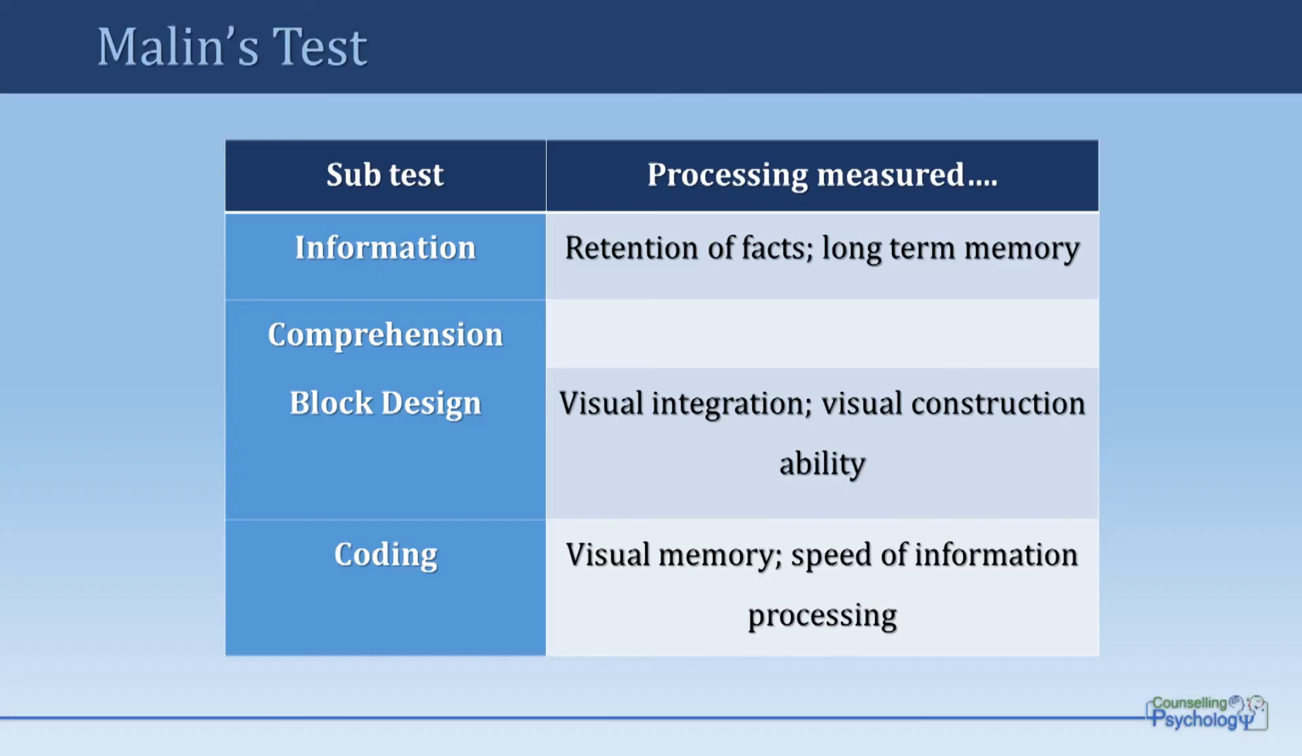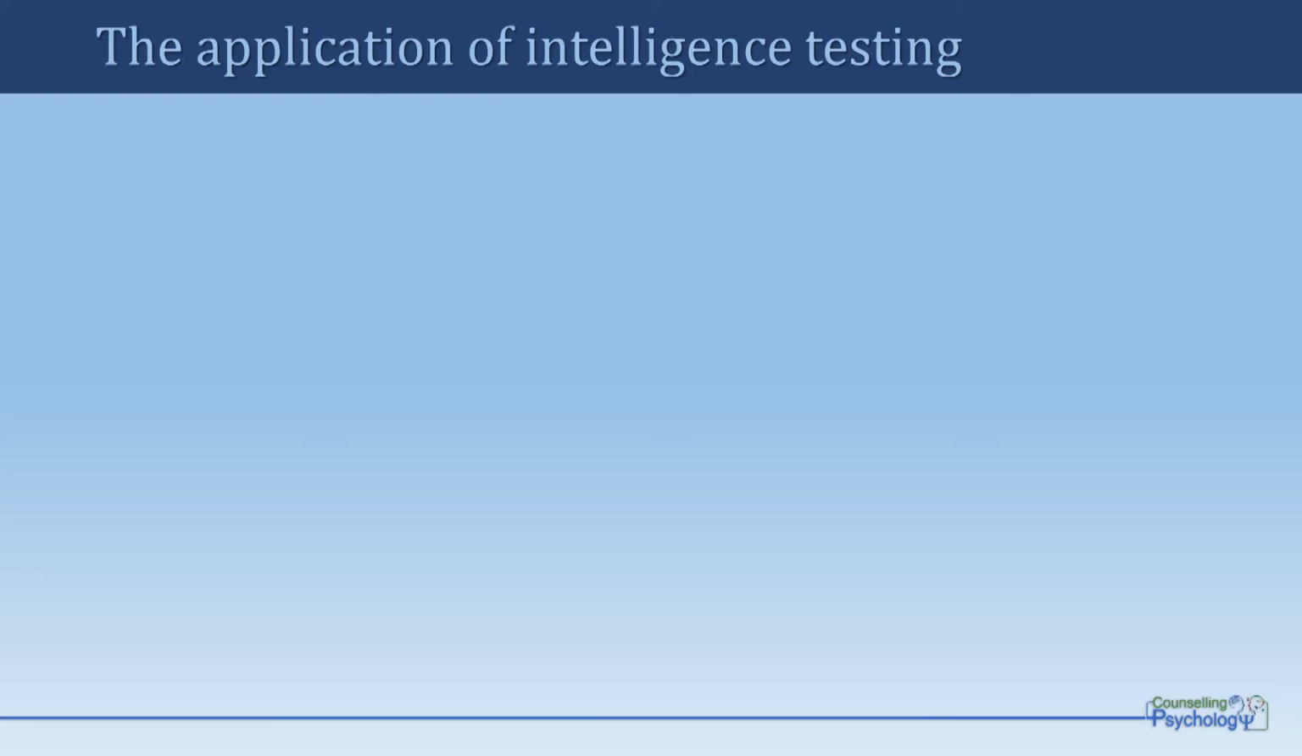For example, in Malin's test, the subtest Information measures retention of facts, long-term memory. Then the Block Design test assesses visual integration, visual construction ability. The Coding subtest measures visual memory, speed of information processing. So, we have seen intelligence testing and its description, like age group, language of the test and so on. Now, what are the uses and applications of intelligence testing?